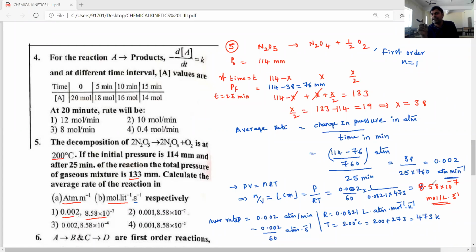Okay, the same way the average rate we calculated in terms of concentration. Concentration is nothing but mole per liter, second inverse, that we calculated. Above that, the pressure average rate in terms of pressure is atmospheric pressure in minute inverse. That minutes we converted into seconds by dividing by 60. Okay, let's see the next question.